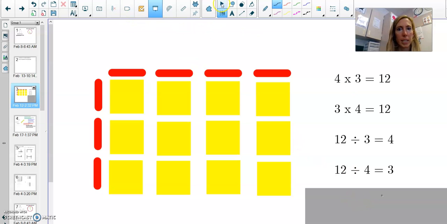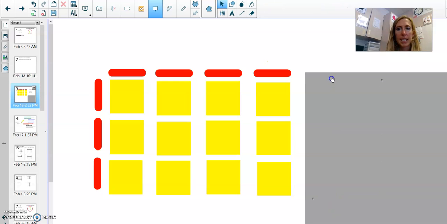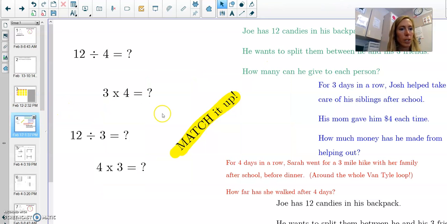Okay, and working on coming up with those fact families. All right, and as you scroll through, if you'd like some word problems to go with those instead, I made some word problems that you could say, well, which one goes with 12 divided by 4? Which one of these represents that? Or if you're like, no, that's too much, I'm not going to do that, you choose.